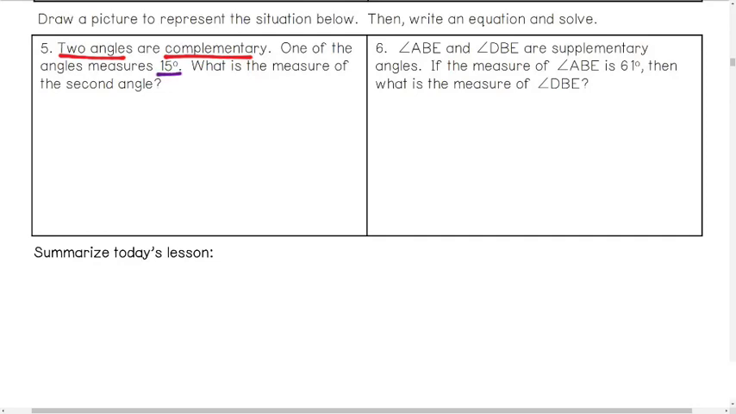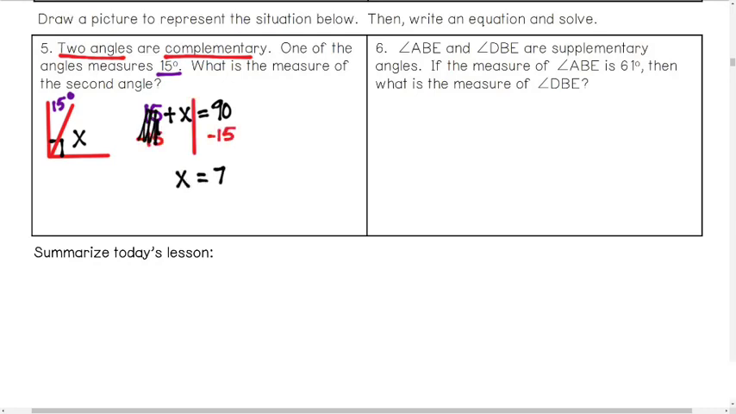The second part is that the first angle is 15 degrees, so I can draw a complementary angle, that is two angles that add up to 90. If I draw a 90-degree angle, all I have to do is put a line in between to make them complementary, and the smaller one is going to be 15 degrees. The other one is going to be x, and now I can set up my equation. That would be 15 plus x equals 90. To solve this, I subtract 15 from both sides, and I get x is equal to 75 degrees. So I know that the measure of angle 2 is 75 degrees.